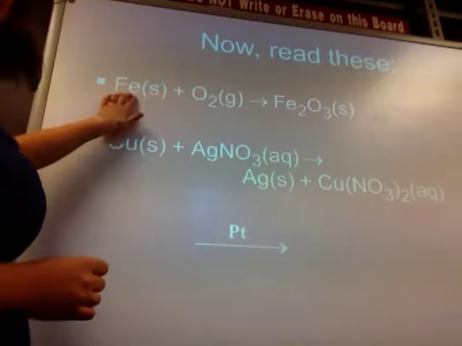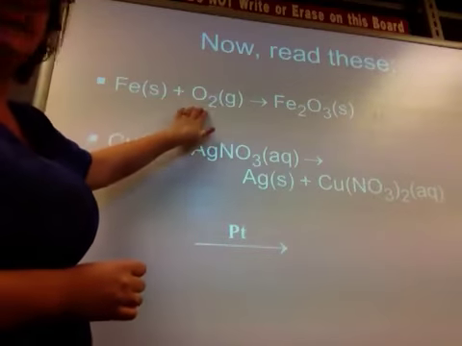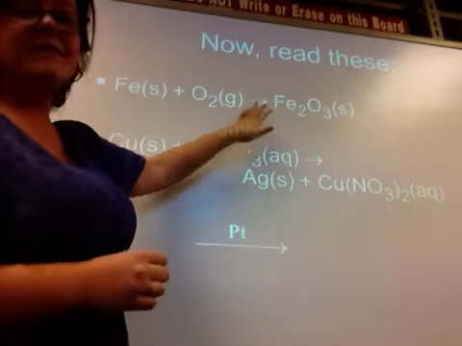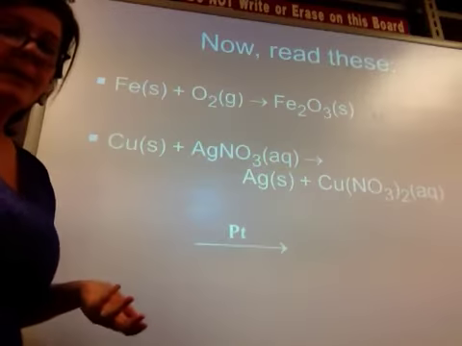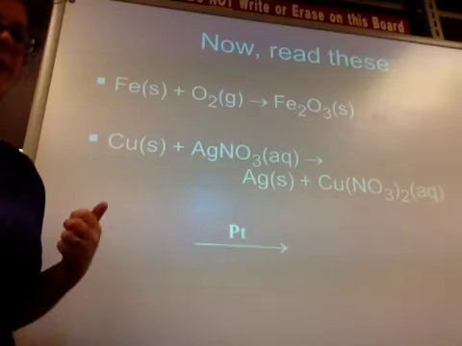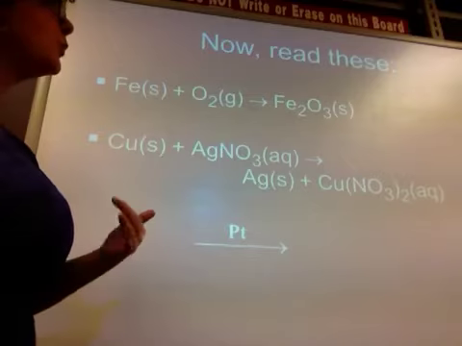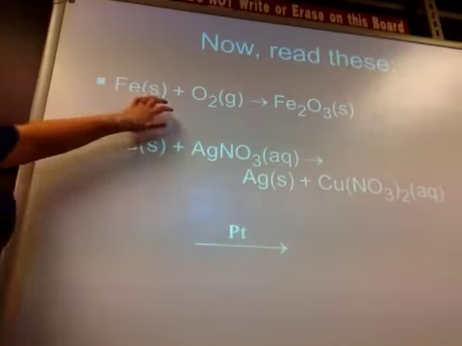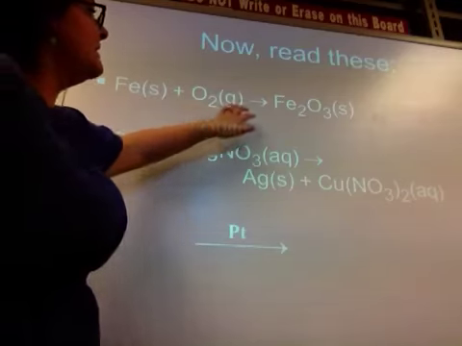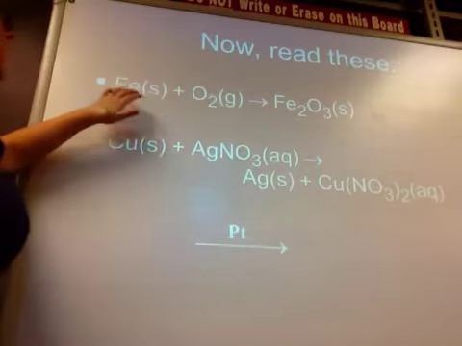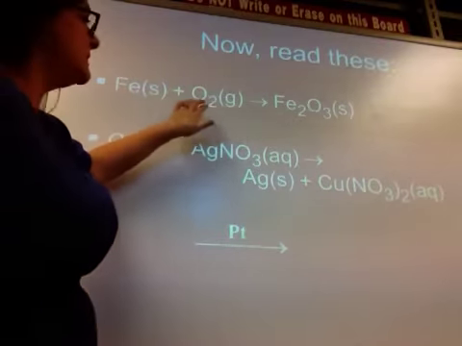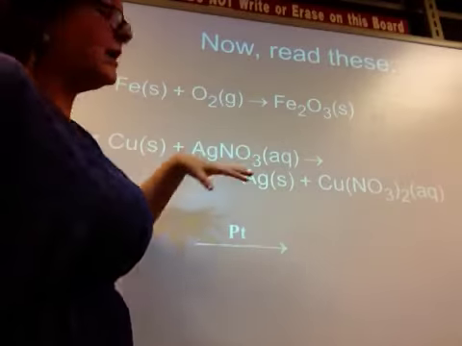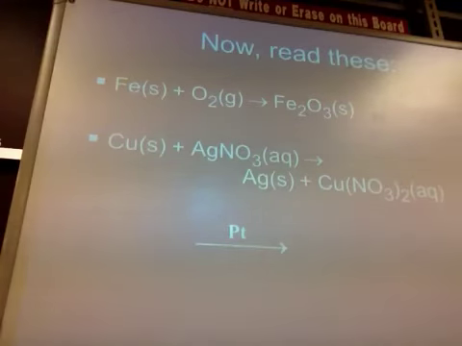Okay, so solid iron reacts with gaseous oxygen, and then I have this arrow. Now, the arrow represents that you're yielding something. You're yielding a product or you're making something. You're producing something, so you could say either one. You could say that solid iron plus gaseous oxygen yields, or solid iron plus gaseous oxygen produces. Either one is completely fine. So we're just going to say yields.